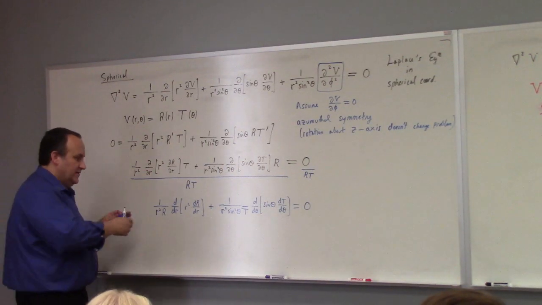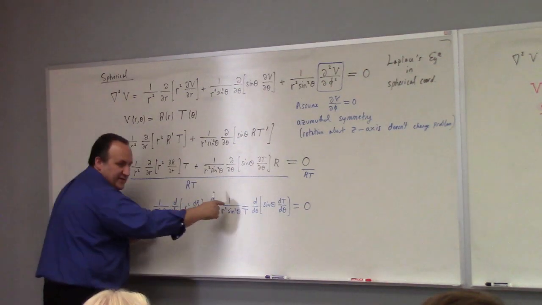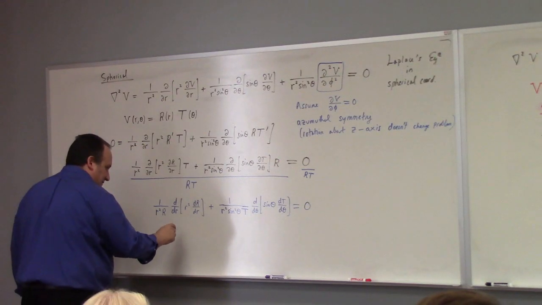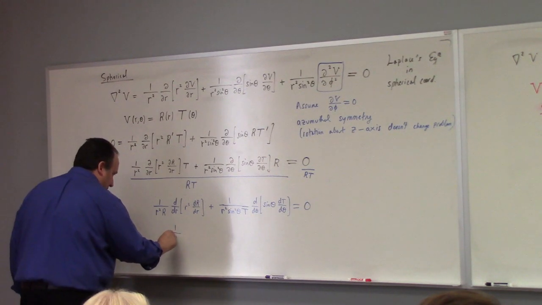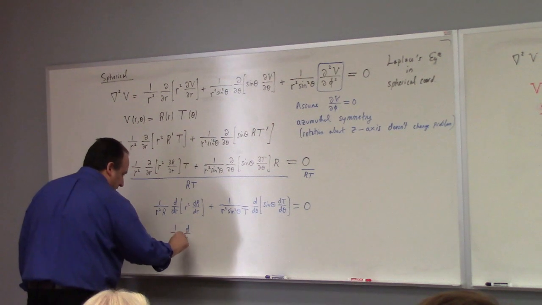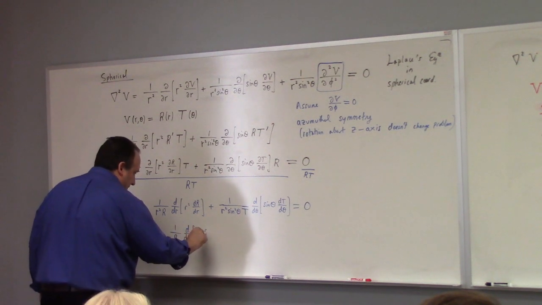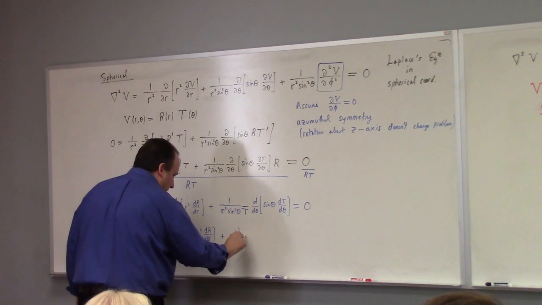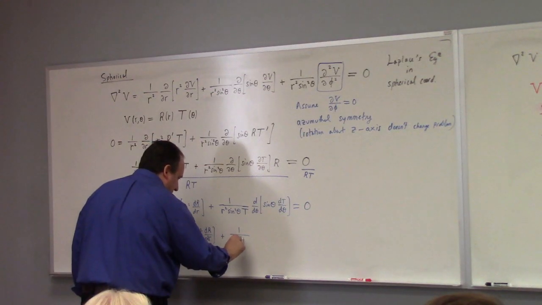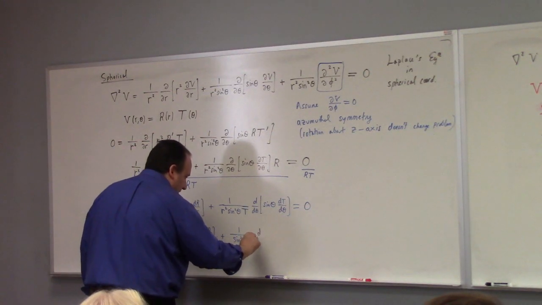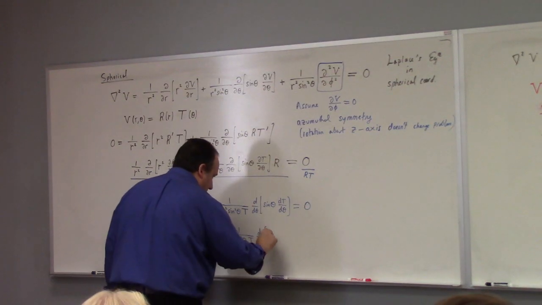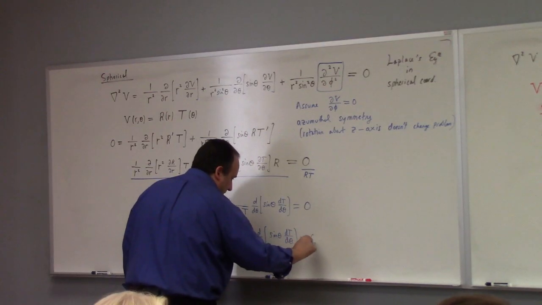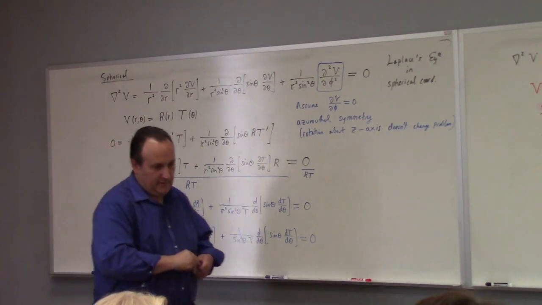But notice here though, r squared both places, so we just multiply through by the r squared, and then things are ever so much more pleasant, you see, because what we have then is 1 over R d/dr of r squared dR/dr, plus 1 over sine squared theta times big T d/d theta of sine theta dT/d theta, right?